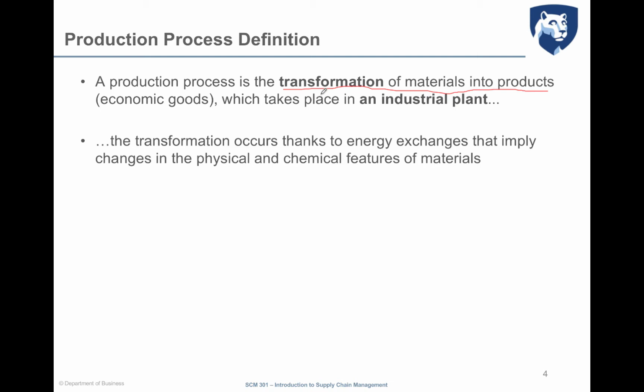So companies have facilities, plants that they use to transform materials, components, and assemblies that they have in input to realize a final product. The importance of that is that this transformation occurs thanks to energy exchange that implies some changes in the chemical and physical features of the material. So it means that we have something in input that is transformed by the production system into something in output, and this output has chemical and physical characteristics which are different from what we have given in input to this type of process.